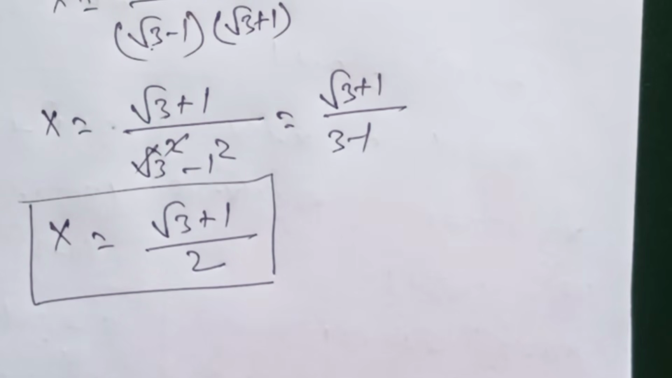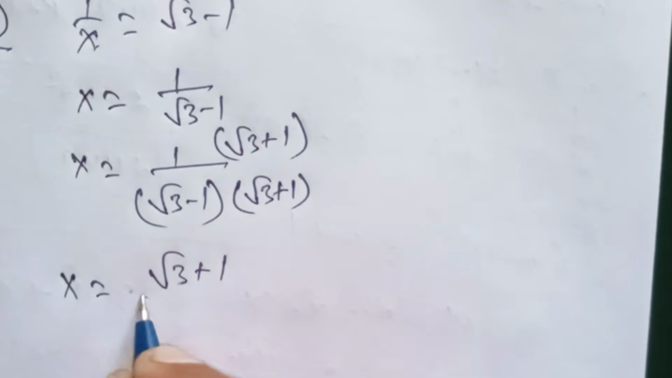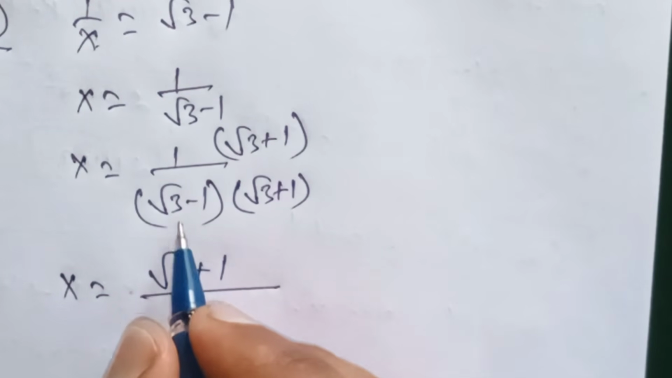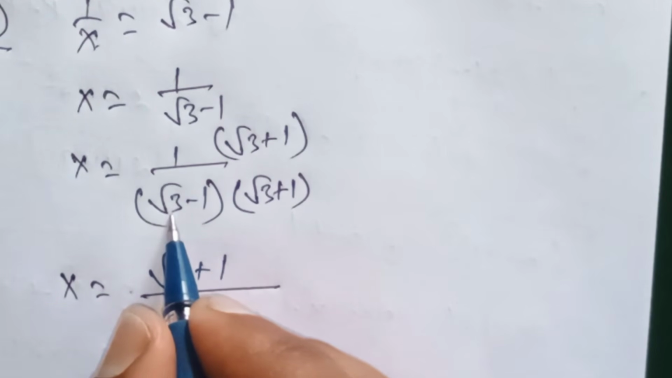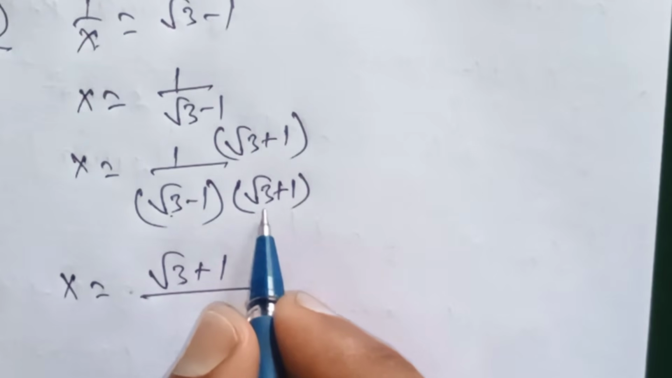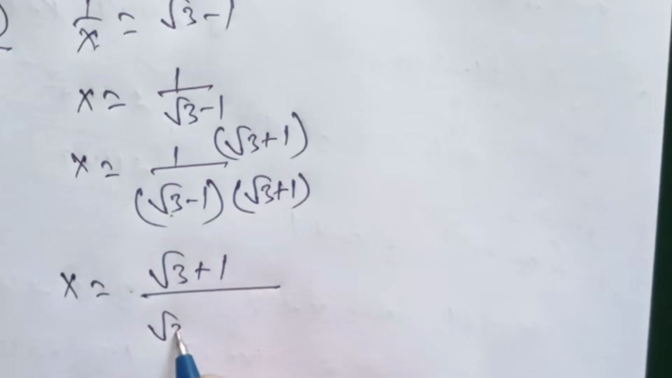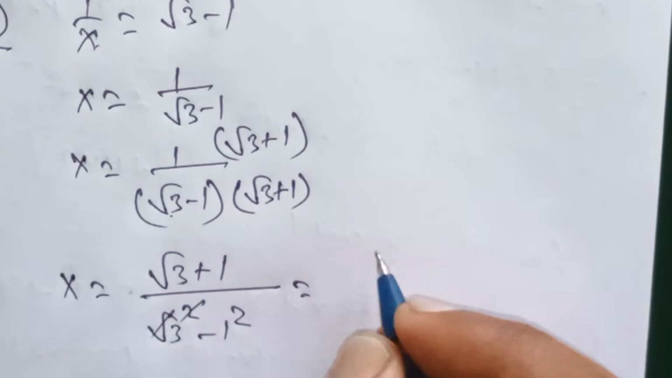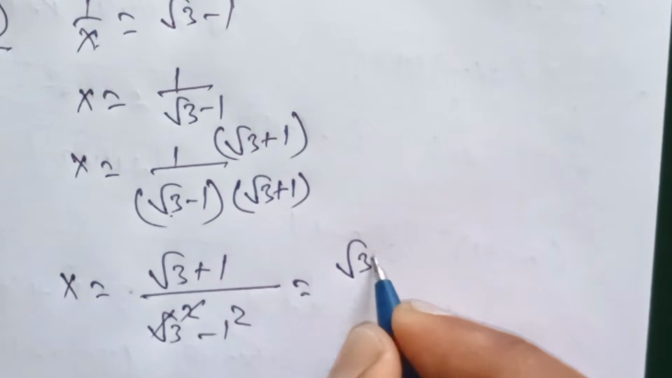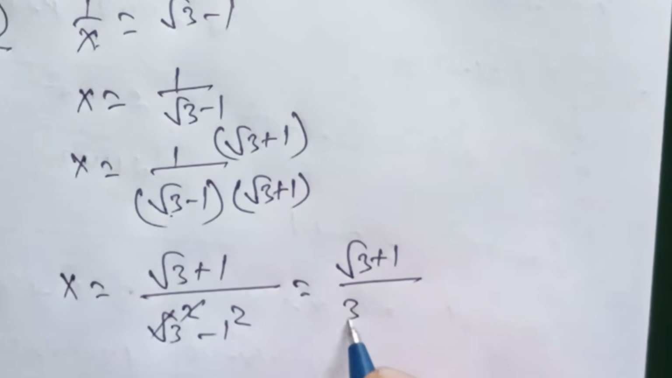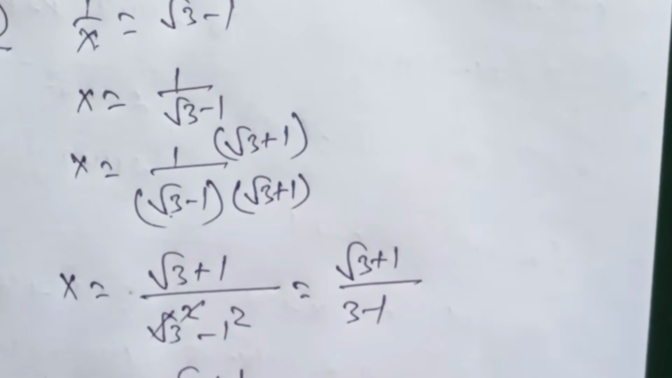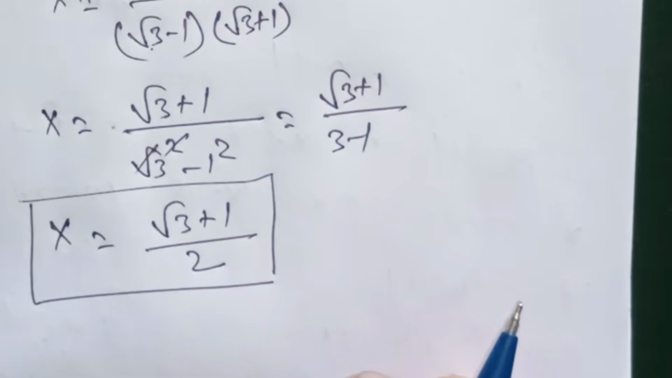Root 3 plus 1 divided by, this is in the form of a minus b into a plus b. So root 3 square minus 1 square. The root and square cancel, root 3 plus 1 divided by 3 minus 1. x is equal to root 3 plus 1 divided by 2. This is the final value of this radical math problem.